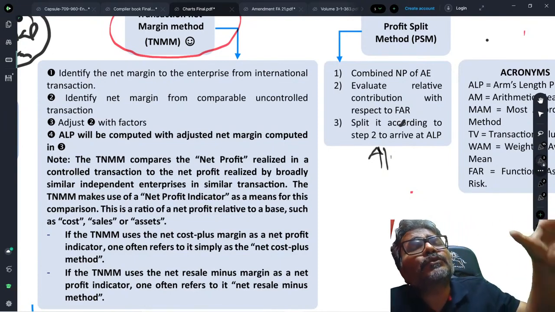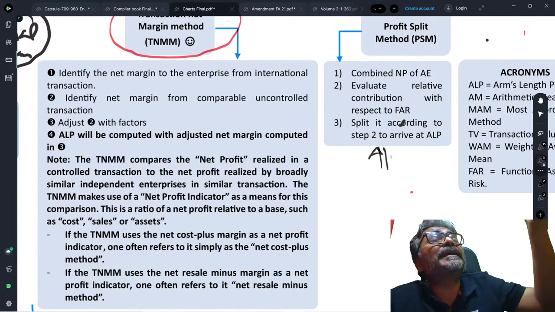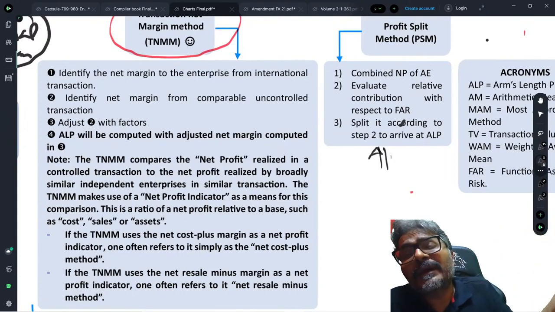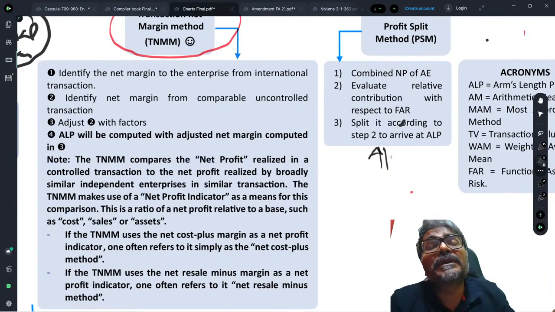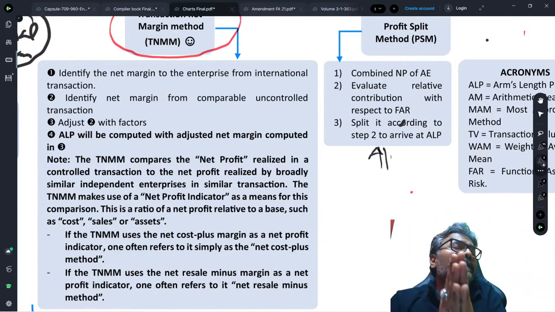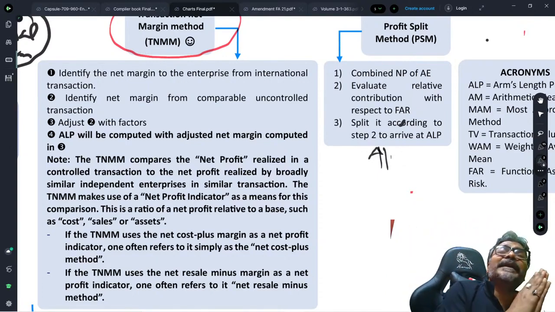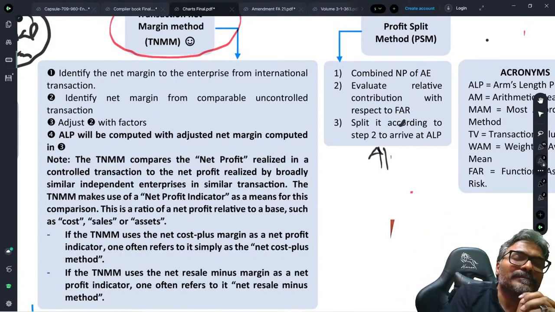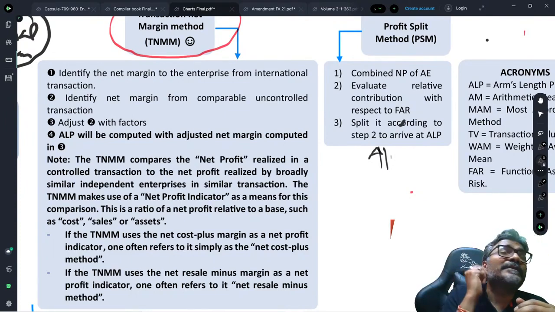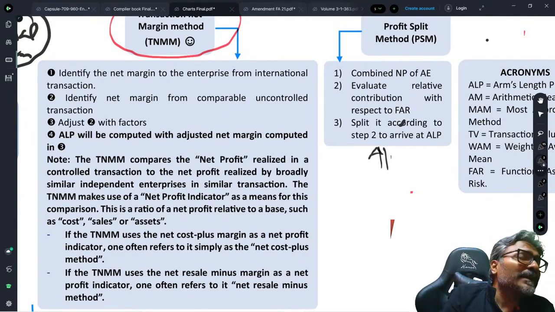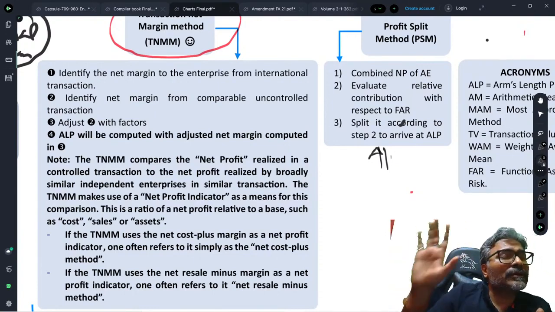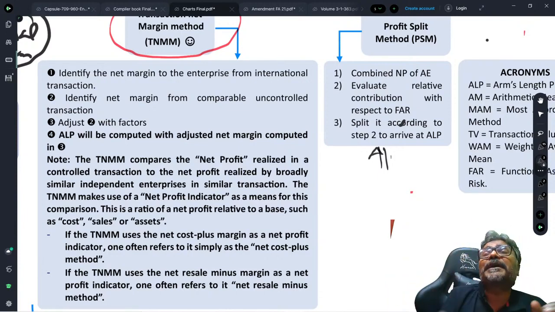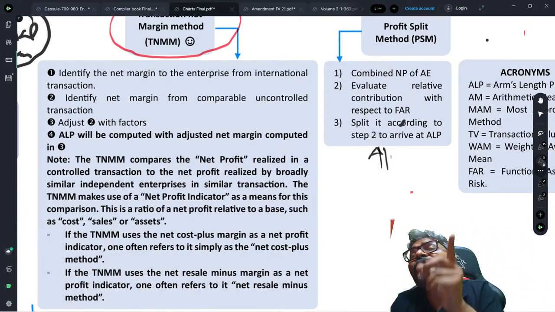You would have known that the total profit from the entire project is, say, 100 crores. And the Indian AE's relative contribution is, say, 50%. So if it is 50%, how much profit should the Indian AE have got? Say 50 crores. And on that profit, they will add their cost. Whatever is the cost of the Indian AE, that cost will be added to the arm's length profit margin which the Indian AE should have got in that project.